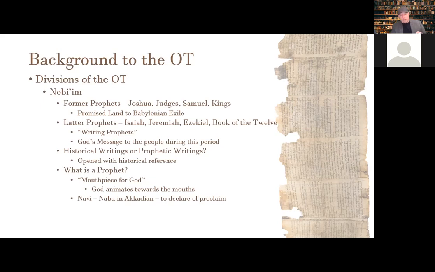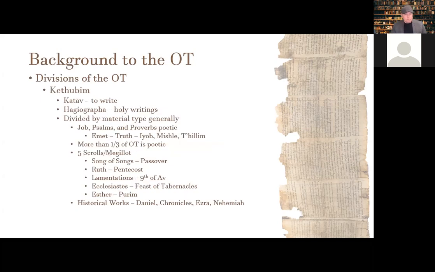Specifically speaking, and technically speaking, the word Navi, prophet, comes from Nabu. We talked about Akkadian, the different languages in the ancient Near East. Again, we're building here. We're seeing how these things all relate to each other. So Navi comes from this Nabu, in Akkadian, a language that predated Hebrew, that means to declare or proclaim. And what do the prophets do but just that?